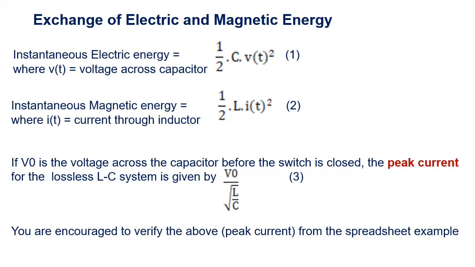We just discussed qualitatively how the energy gets converted between electric and magnetic forms repeatedly. Quantitatively, the energies are described by the equations 1 and 2. Using the equations 1 and 2, the peak current can be expressed in terms of the initial voltage resulting equation 3. You are encouraged to calculate peak current using equation 3, and compare with the value obtained from the spreadsheet.